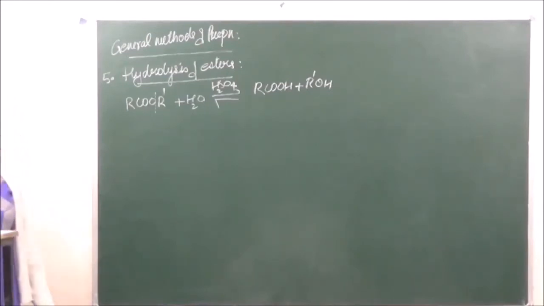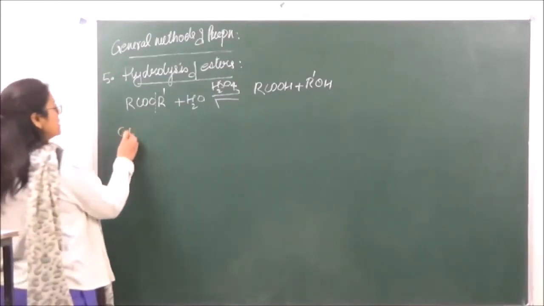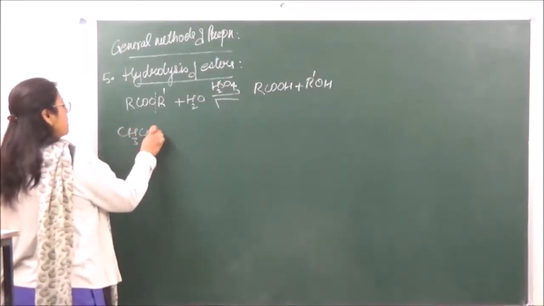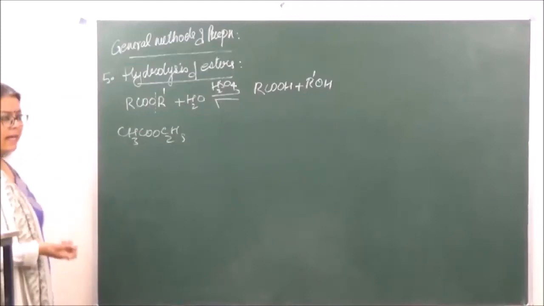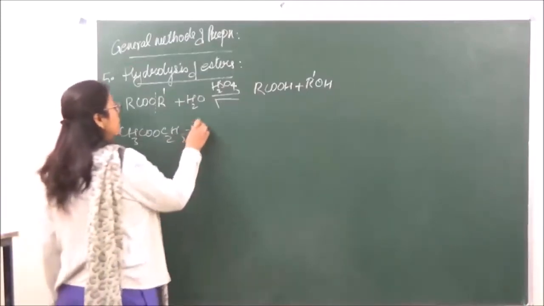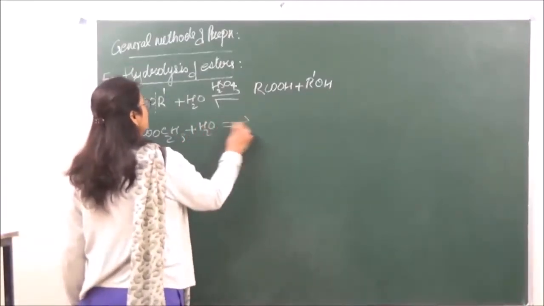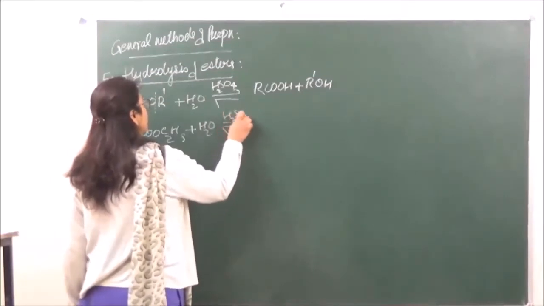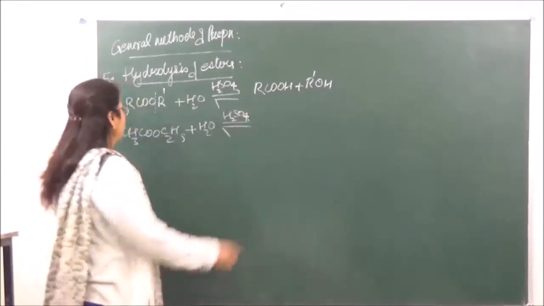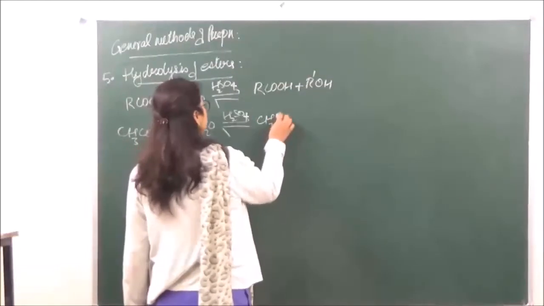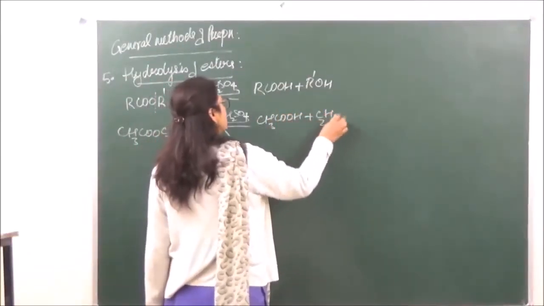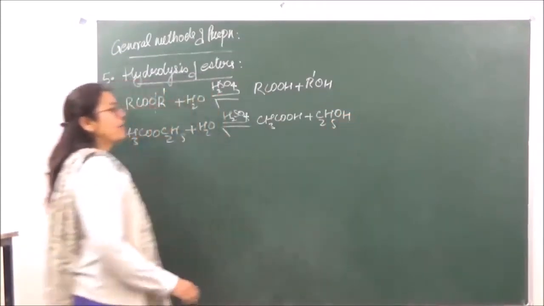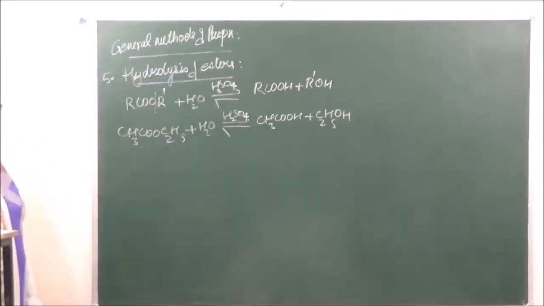Let's take an example over here. We are taking ethyl ethanoate, ethyl acetate is the common name, reacting it with water in presence of H2SO4. We are going to get over here CH3COOH plus C2H5OH. Okay? So this is what we are getting.